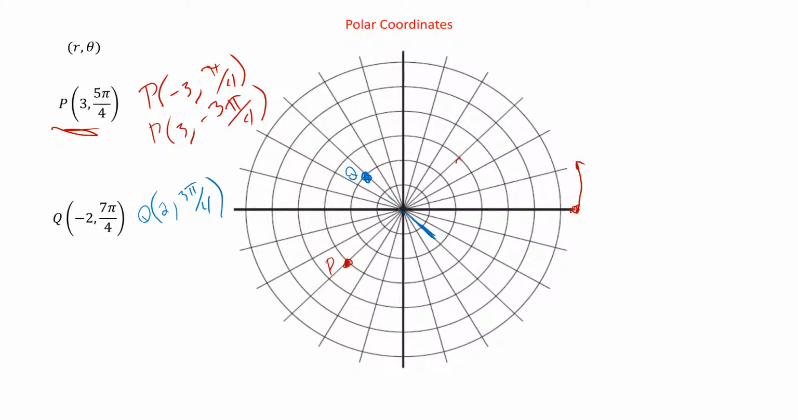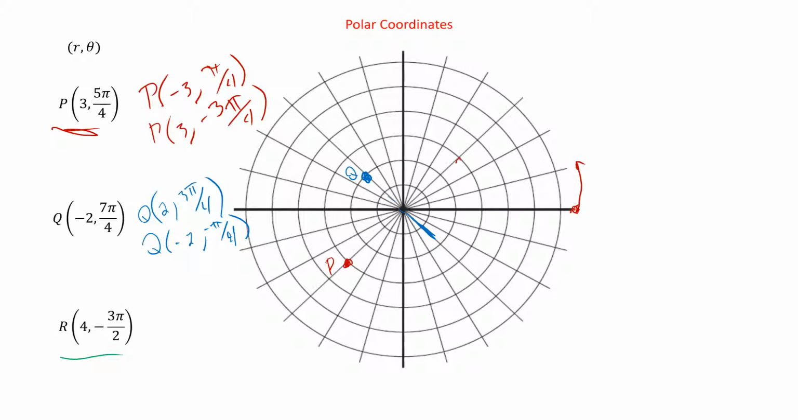So that's one way, or we could do 7 pi over 4. That's there. 3 pi over 4. Yeah, I don't know. We could also go with negative 2, negative pi over 4, because we could come backwards pi over 4 and then go negative 2 instead of going around the full circle.